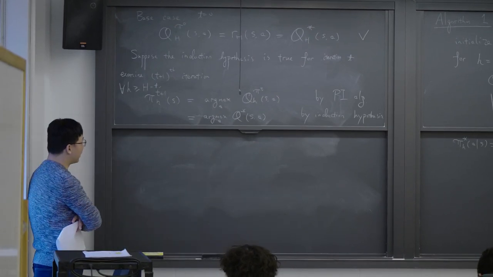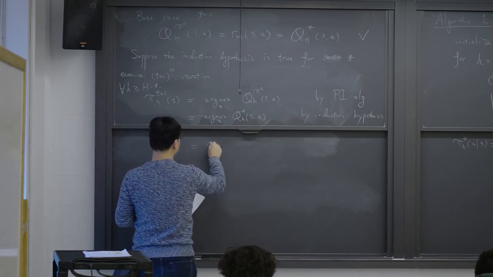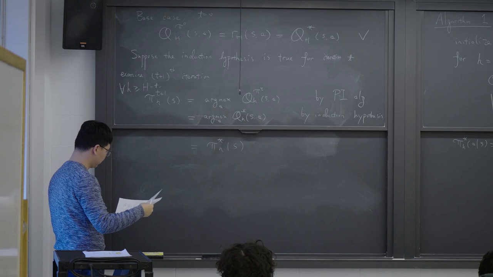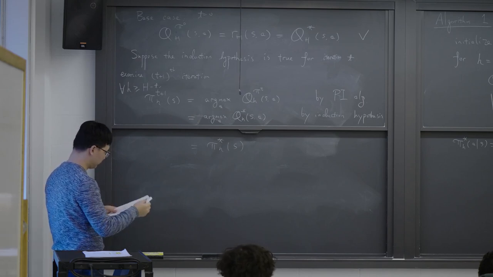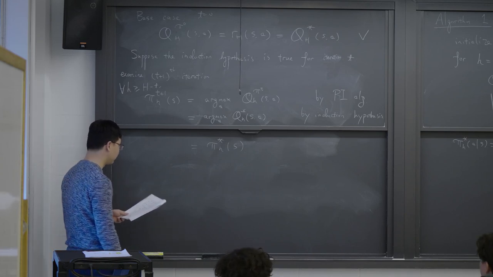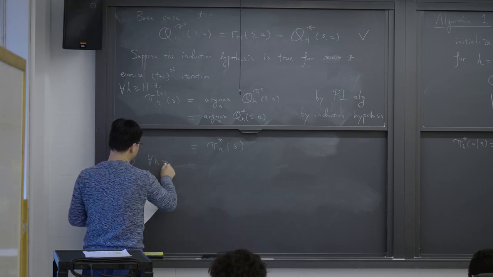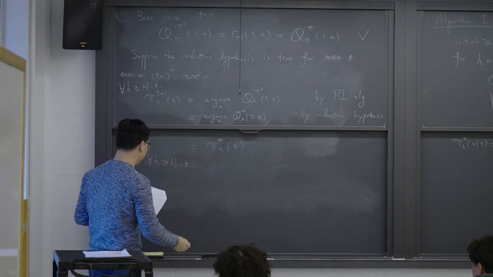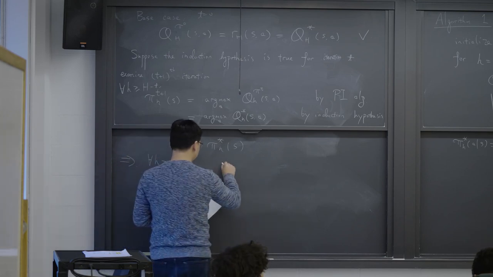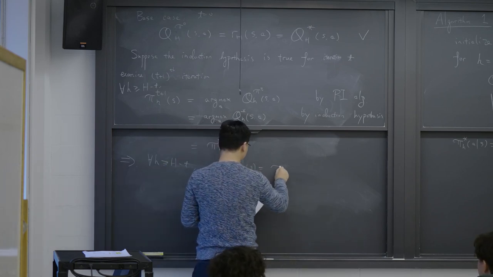And then finally, we remember that the optimal policy is basically just the greedy policy with respect to Q star. So this is just equal to pi star_h(s). This essentially implies that for any h greater than or equal to H minus t, I'm just copying this precondition here, for any step larger than H minus t, we already know the policy we learned up to iteration t is already optimal. That policy is equal to the optimal policy.